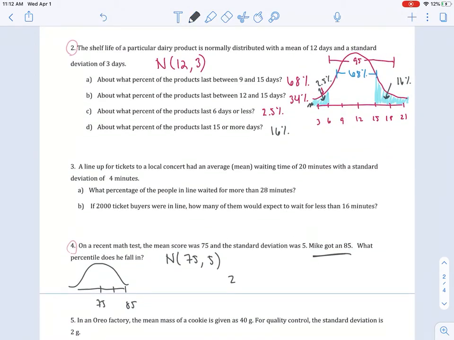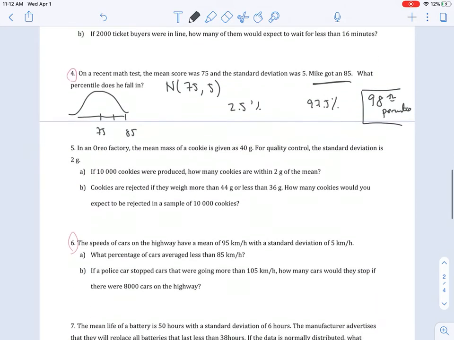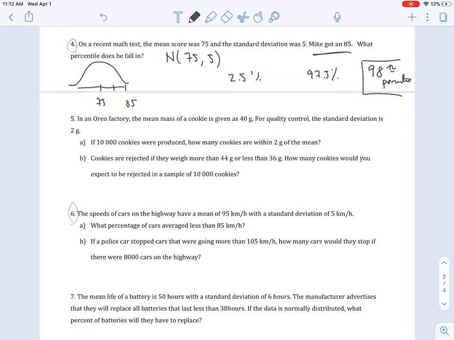Two and a half percent are bigger than it, which means 97.5% are less than him, which means he's in the 98th percentile. He did really well. He did better than roughly 98% of his peers.